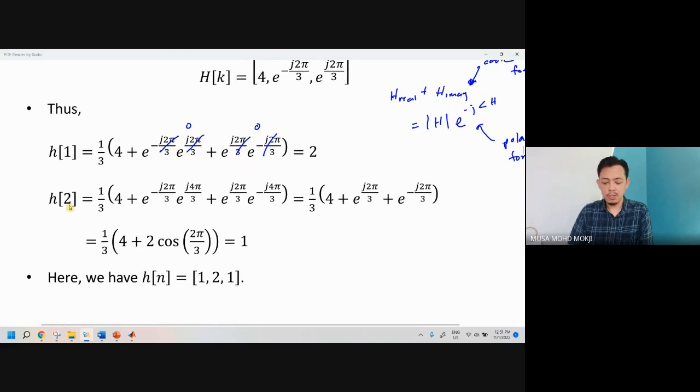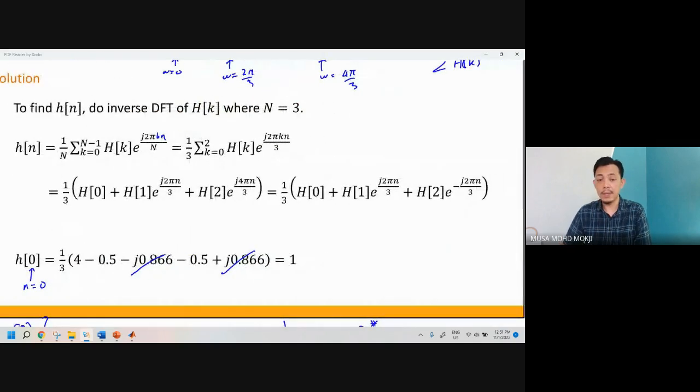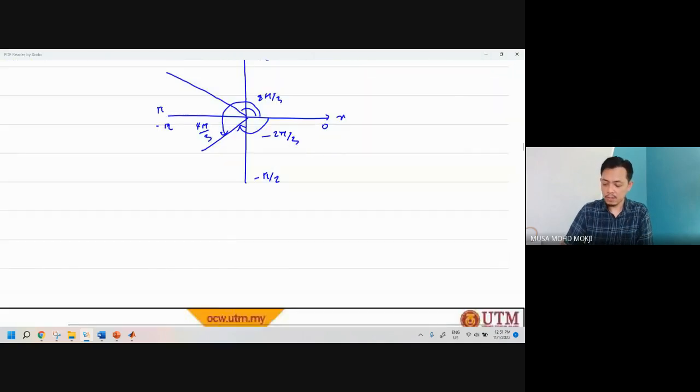Second one, H2, which is the last one. So what is H2? 1 over 3 times 4 plus, this is the same thing, j2 pi over 3. Now, because we have the n value here, when n equals 2, this one becomes 4. When n equals 2, this one, the same thing, becomes 4. Okay, so that's why we have 4 here.